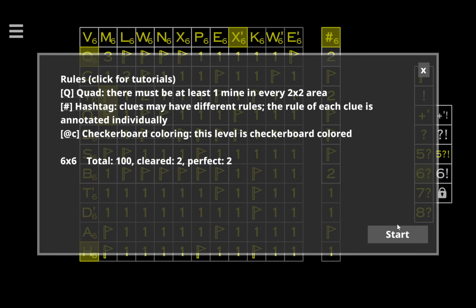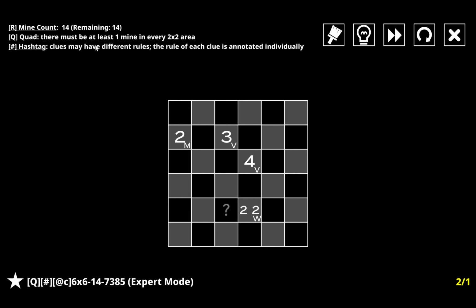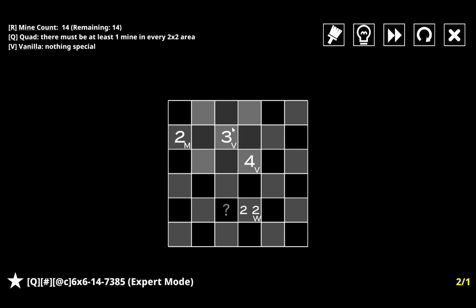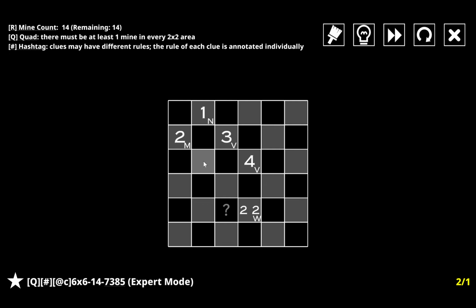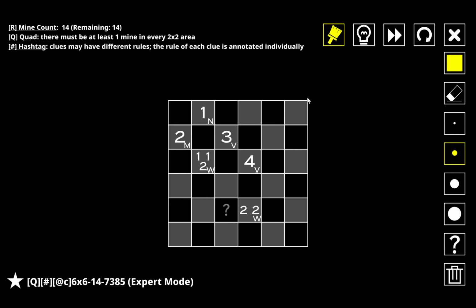We'll do quad. Basically, that means it's a hashtag puzzle, but it also has to follow quad rules. So, first of all, we know this 2 multiple cannot have ones at either of these positions because it'll create a 2x2 square, regardless of which one you put it in. Yeah, that's just how it is. I don't have a better way to really describe it.